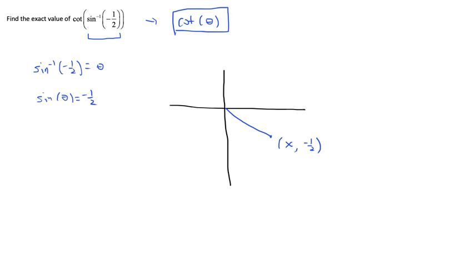Remember that this length here is 1, so this is actually a point on the unit circle. We know that this value here is going to be radical 3 over 2. So we can write this as radical 3 over 2 comma negative 1/2. Once again, if you didn't know that, we could have used the Pythagorean theorem, x squared plus negative 1/2 squared is equal to 1, and we could have solved this to get that x is radical 3 over 2.